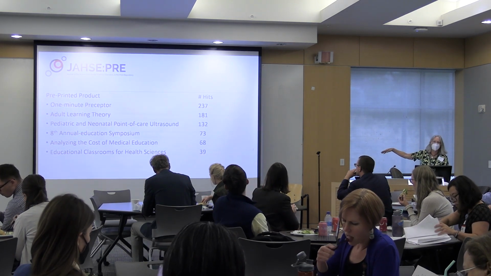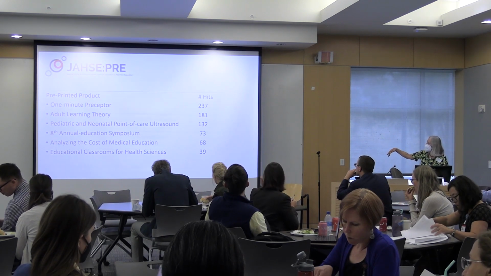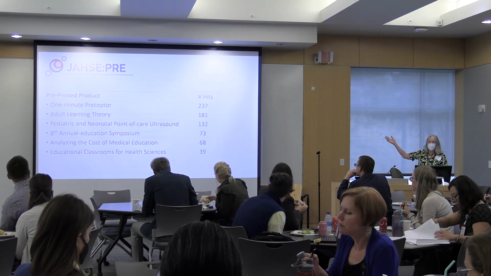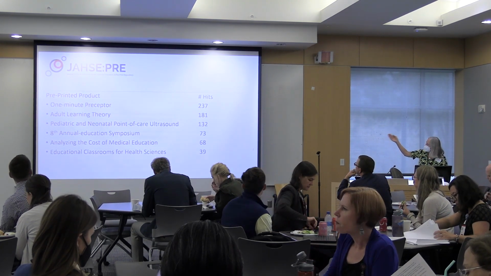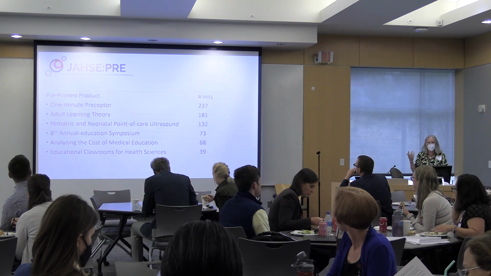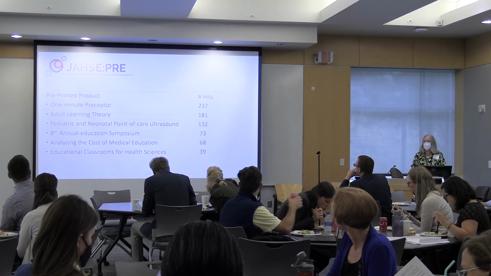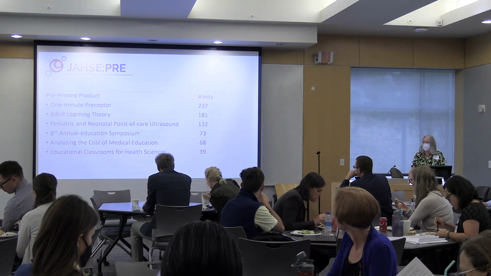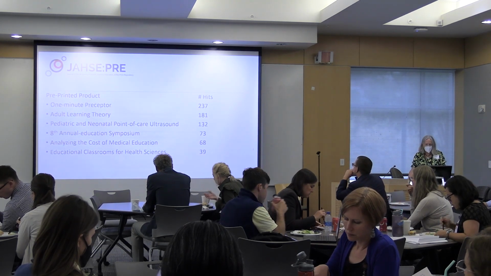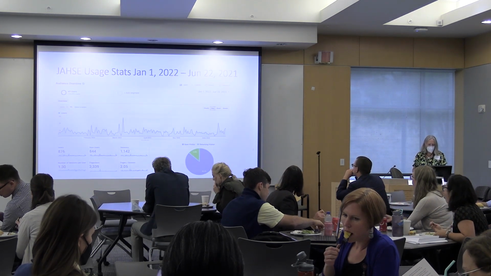And just to give you an idea, now this is January through June of 2022, and these are just the number of hits on specific articles. These are our top few articles. So you can see that they are getting hit. The top article has 237 views. So people are viewing these articles once they're published in JAHSE Pre. So you do get some exposure.